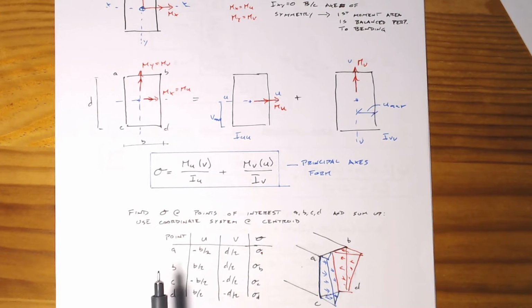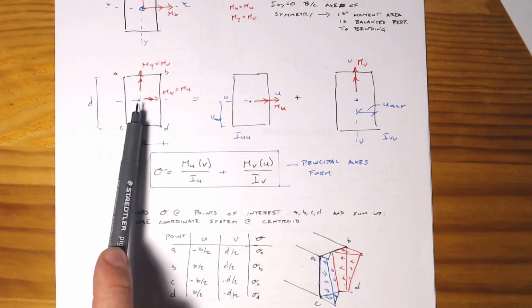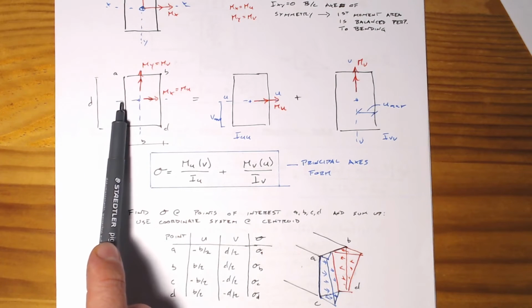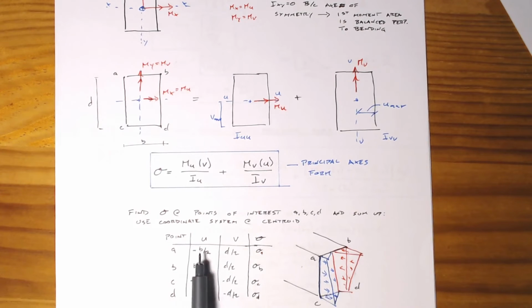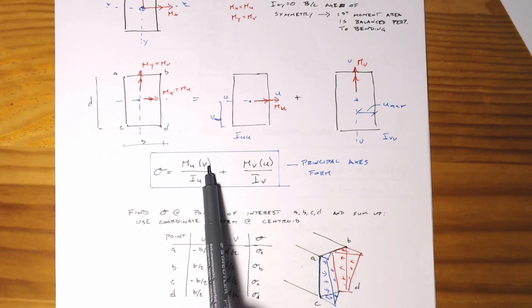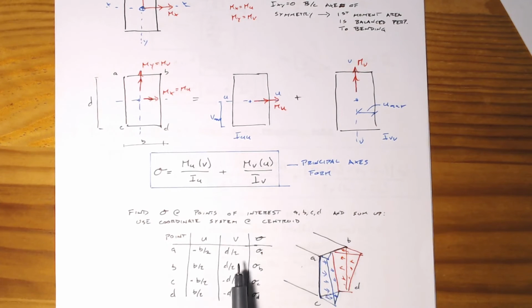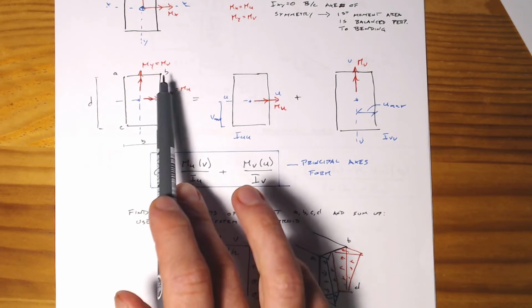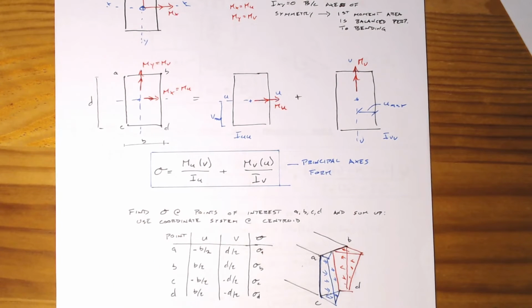As I said, we go to point A, and we work out that from our centroid we'd be, say, negative b over 2 away. That's our u value. And we're a positive d over 2 away. So all we have to do is plug in negative b over 2 for u and positive d over 2 for v, and then we can work out what our stress is at A. We can do the same thing at points B, C, and D. And then we can simply plot that up.